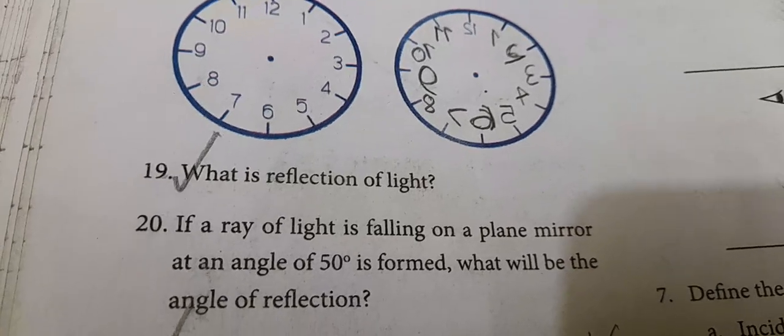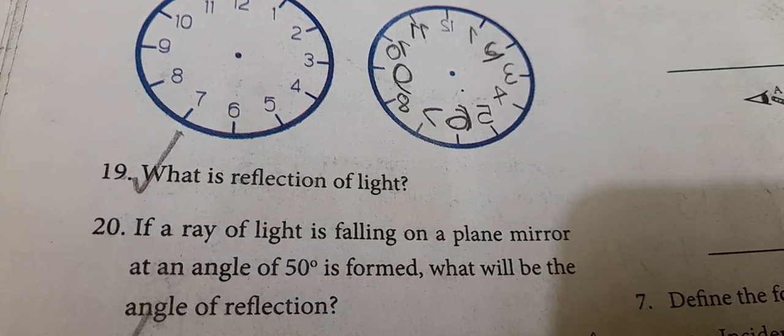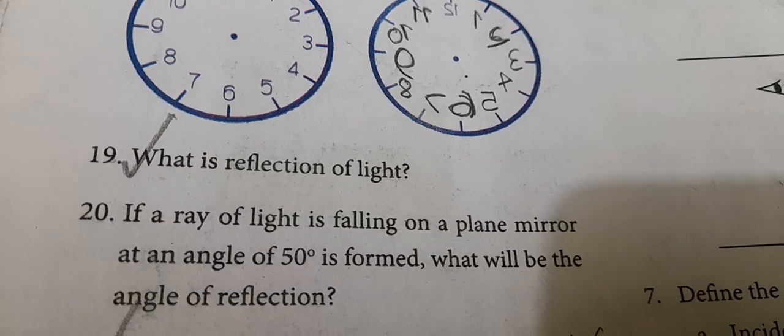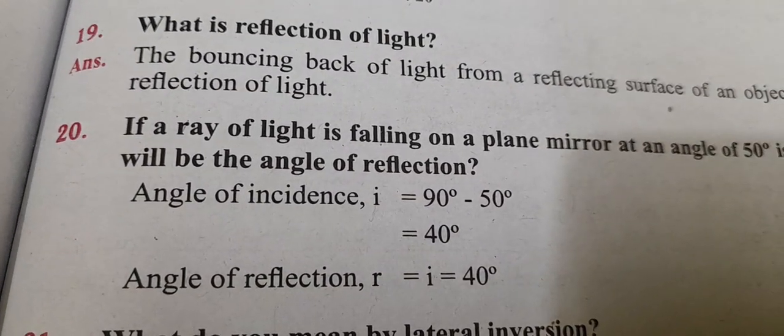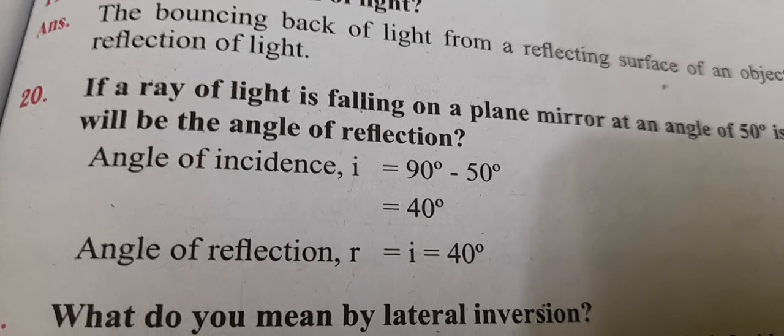The 20th question: if a ray of light is falling on a plane mirror at an angle of 50 degrees, what will be the angle of reflection? Angle of incidence i is equal to 90 degrees minus 50 degrees, which is equal to 40 degrees. Angle of reflection r is equal to i, which is equal to 40 degrees.